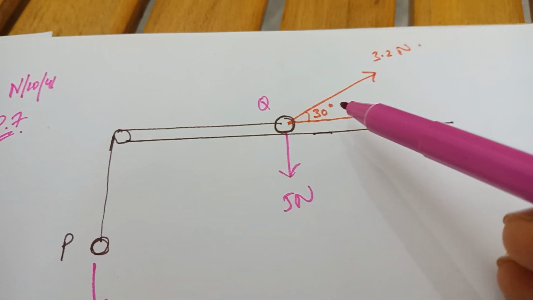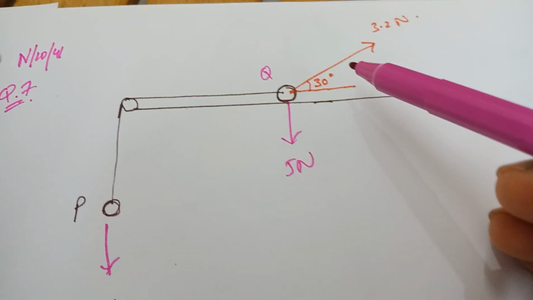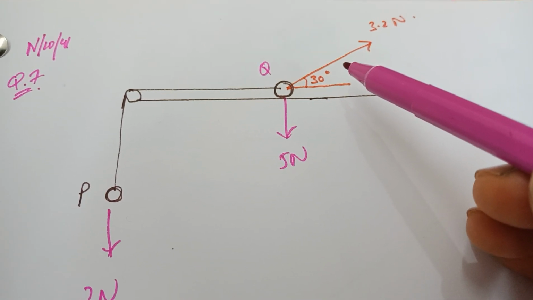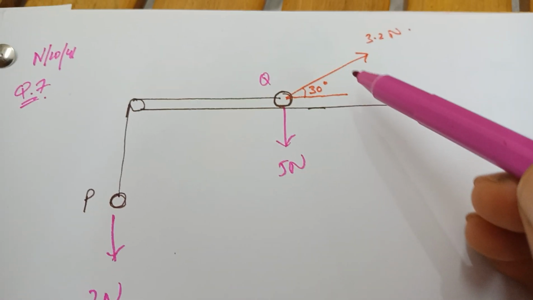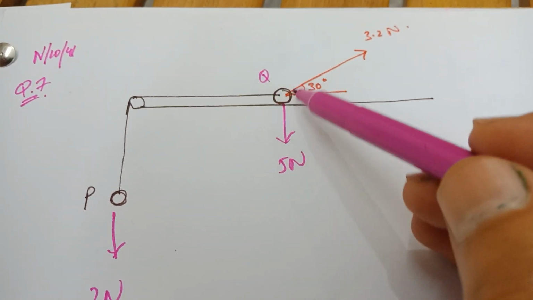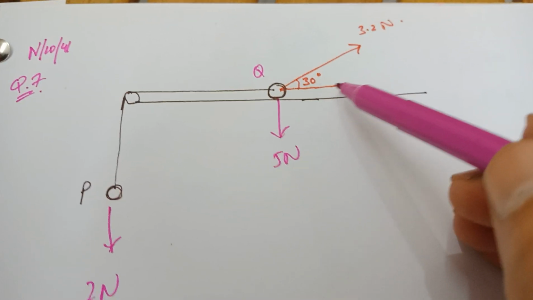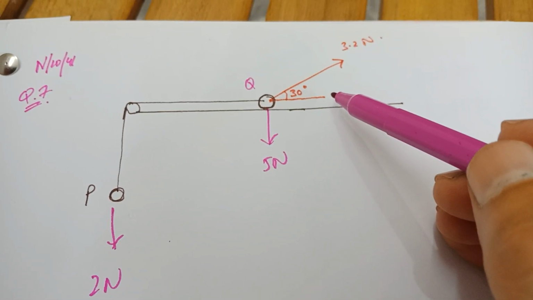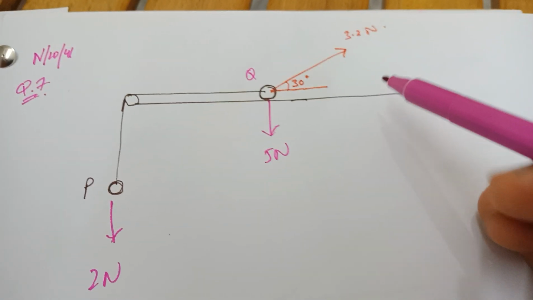Remember the limiting equilibrium. When we say there is a limiting equilibrium, you should immediately have the limiting friction in your mind. That means right now the limiting friction is in action. The maximum possible friction is here. So it says find the coefficient of friction between Q and the table. Now there are 6 marks for this.